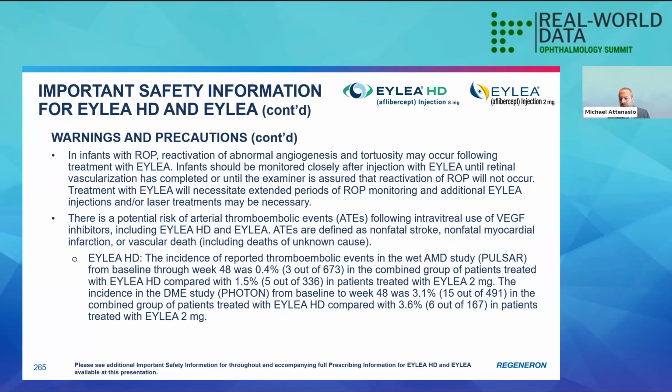We will talk about ROP as a precaution for EYLEA only. In infants with ROP, reactivation of abnormal angiogenesis and fluorescence may occur following treatment with EYLEA. Infants should be monitored closely after injection with EYLEA until retinal vascularization has completed, until the examiner is assured the reactivation of ROP will not occur. Treatment with EYLEA will necessitate extended periods of ROP monitoring, and additional EYLEA injections or laser treatments may be necessary.